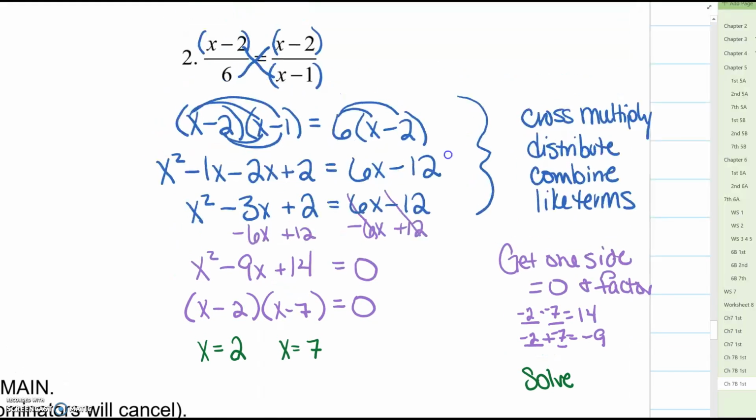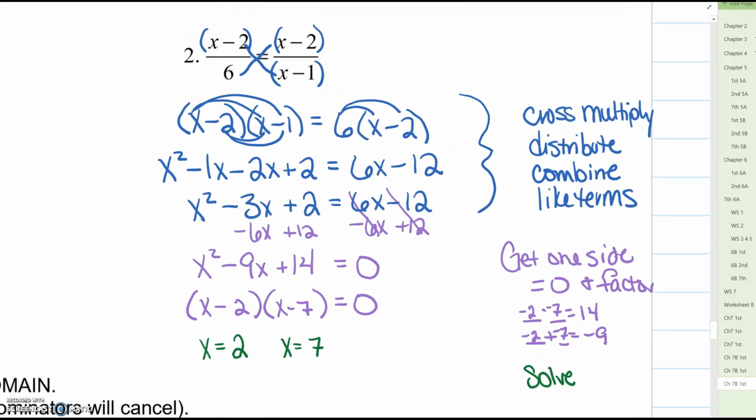Okay, up in the directions, do you see how it says check? When you're working with rational functions, rational is another word for fraction. When you're working with fractions, there's a numerator and a denominator. The denominators cannot be 0. So you need to check both of your answers. You don't have to plug it into the entire problem. You really just have to make sure that none of your answers would make a denominator equal 0 because we can't divide by 0. So really we're going to check right there.